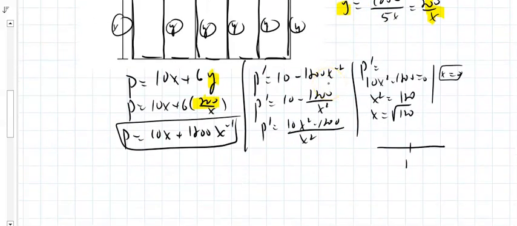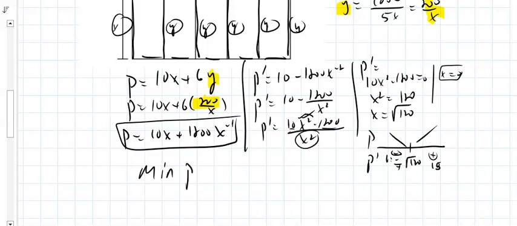Now, to ensure that this is matching what I'm assuming, there's the rate of change, there's perimeter. Pick a point to the left of the square root of 120. If I pick 1, the denominator is always positive. If I put 1 in there, 10 minus 1200 is negative. And if I pick a point to the right of the square root of 120, let's say 10, 10 squared is 100 times 10, that's 1,000. This is bigger than square root of 100. Let's say 15. 15 squared is 225 times 10, that's 2250. Minus 1200 is positive. So we have a minimum perimeter.